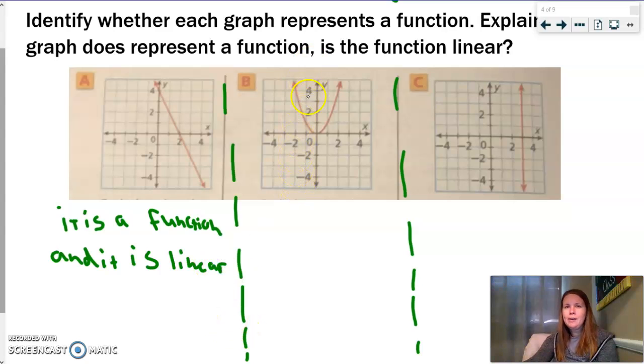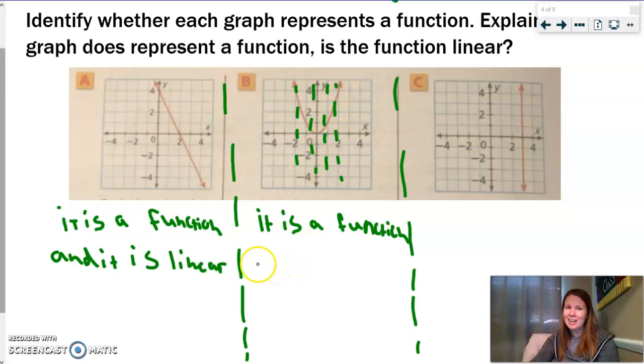All right, B. Again, we can use that vertical line test to test if it's a function. So if I were creating lines vertically here, it looks like it's only ever going to pass the red line once, which means it is a function. But since this graph curves here and it's not a straight line, I would say it's a function, but not linear.